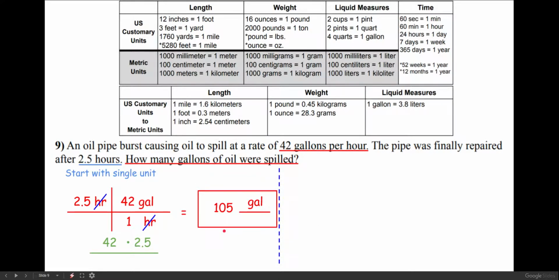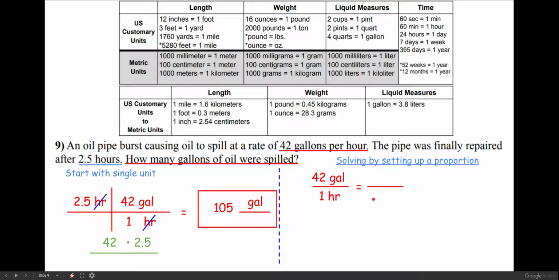I prefer to do it as a proportion. So what is a proportion? It's a comparison of 2 different fractions. So I'm going to start off by writing 42 gallons per 1 hour. Now I have some other information. It's 2.5 hours. Now I'm going to put it on the other fraction, but where should I put it? Should I put it on the top or on the bottom?